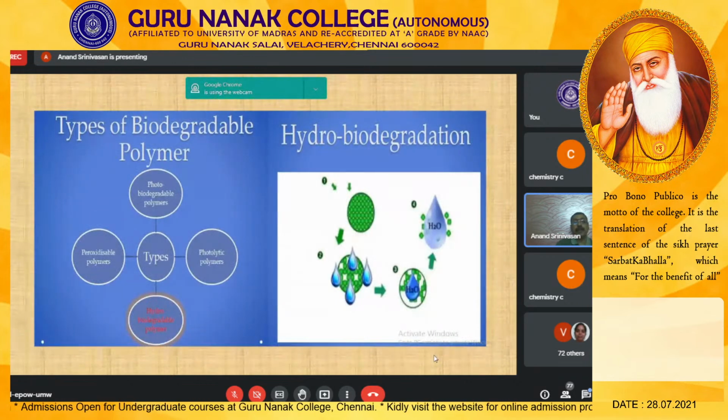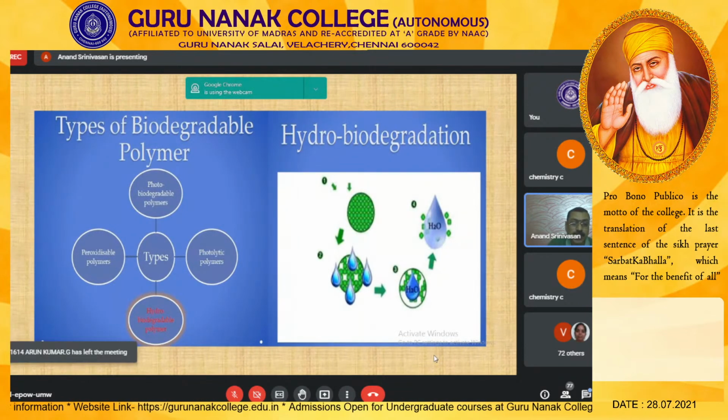And the types of biodegradable polymer, I would like to give an introduction about these biodegradable polymers. You have different types. Photobiodegradable polymers are polymers which can degrade under the influence of light. Then peroxidizable polymers, photolytic polymers and hydrobiodegradable polymers. So these are all the different classifications of biodegradable polymers.